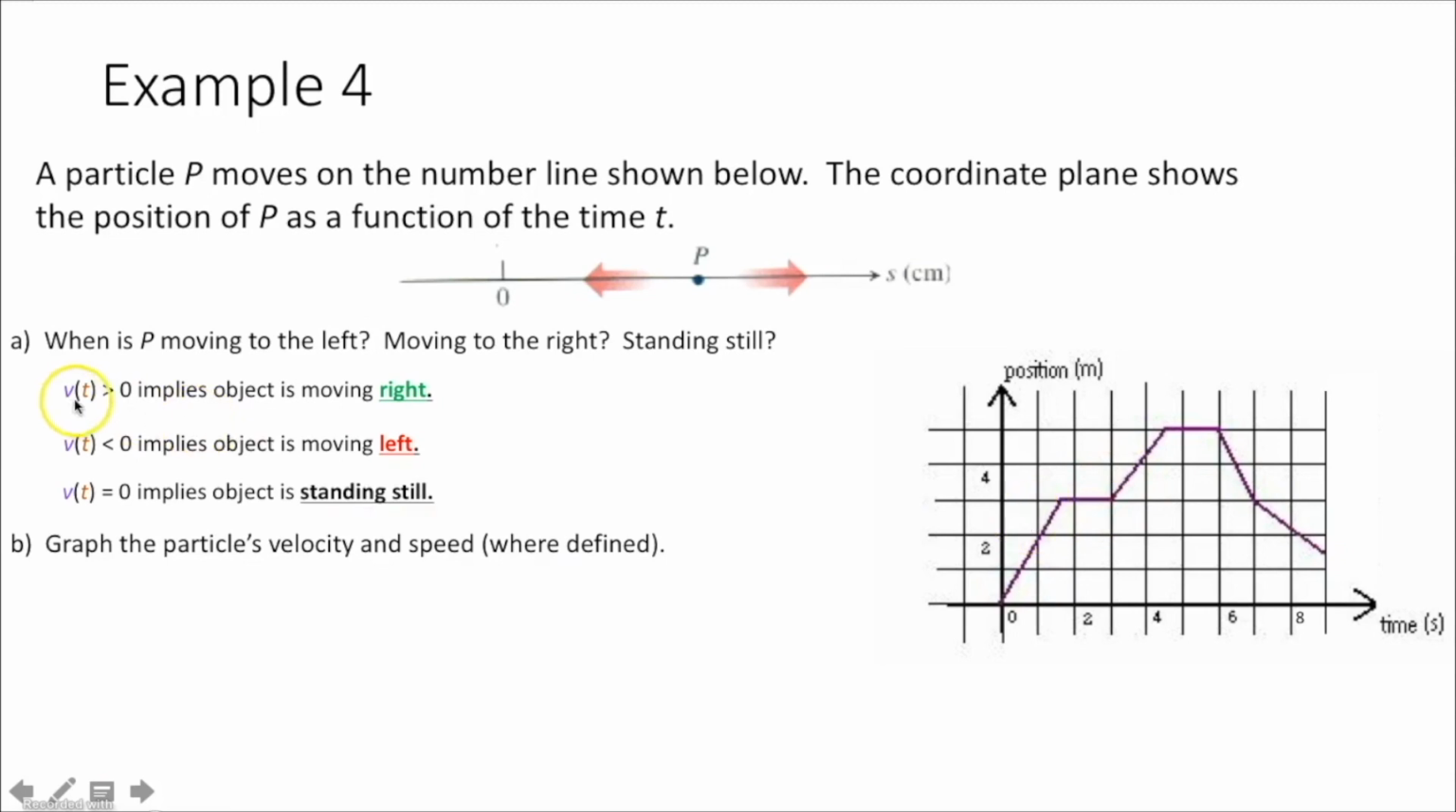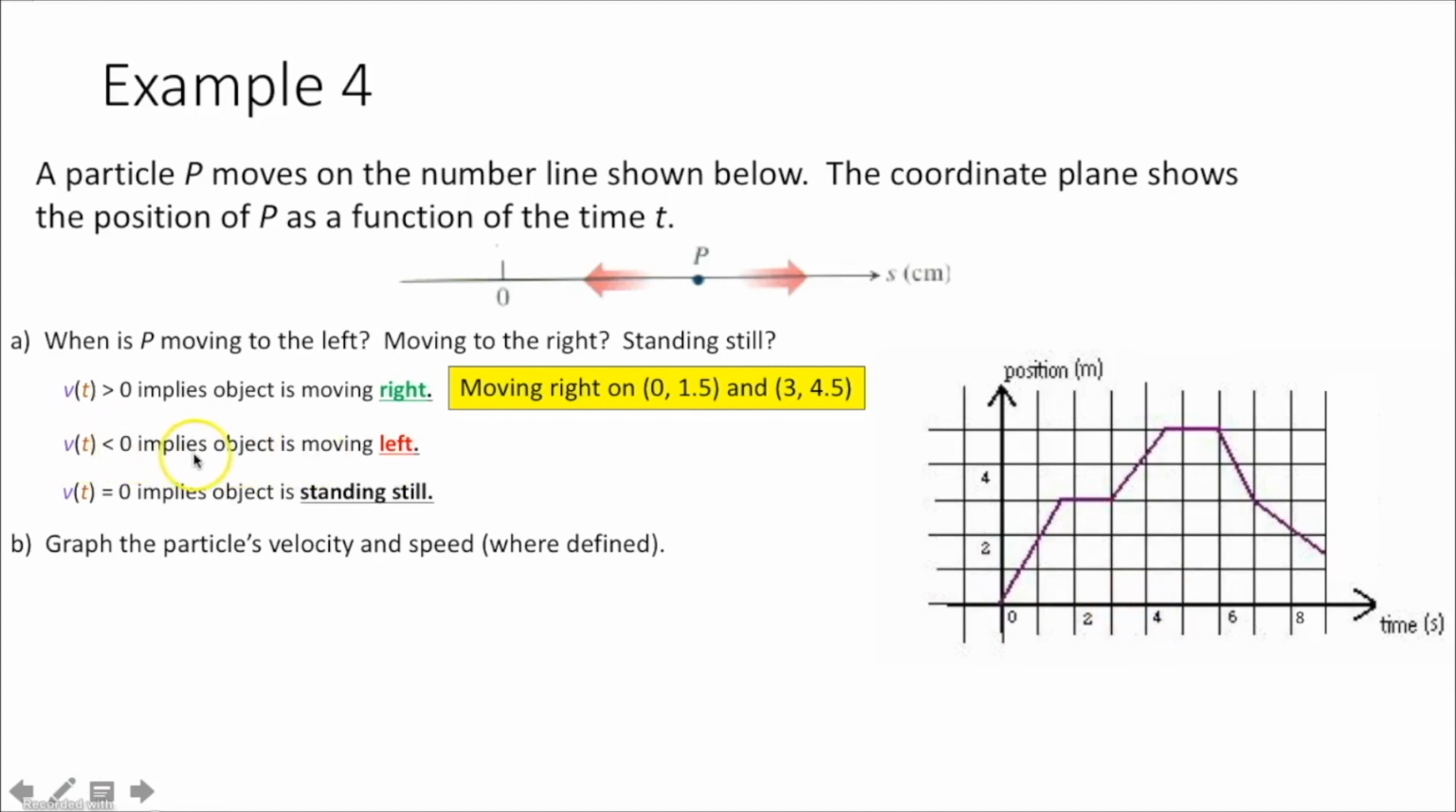We want to figure out first, when is it moving right? It's when the velocity or derivative or slope of the tangent line to the graph is going to be positive. So when does this graph have a positive slope? That would be from 0 to 1.5, right? From 0 to 1.5, it has a positive slope. And then from 3 to 4.5, we also again have a positive slope. And that's about it for positive slopes, right? So we can say that the object is moving right when we have a positive velocity, which means that object is moving right on 0 to 1.5 and 3 to 4.5.